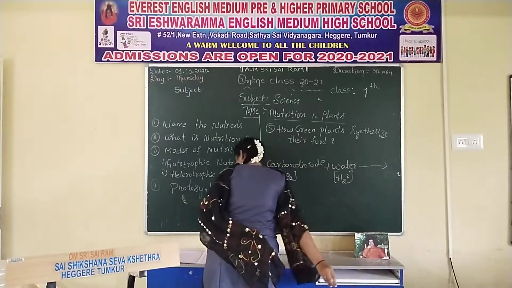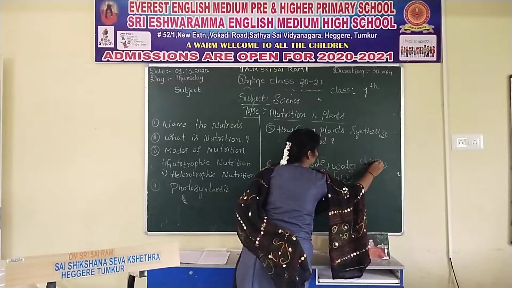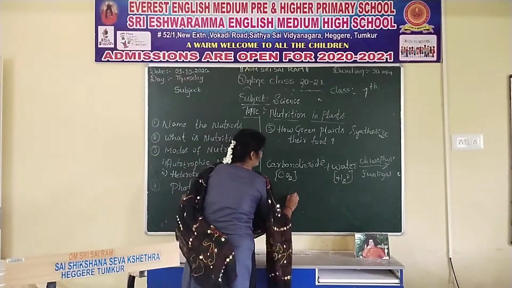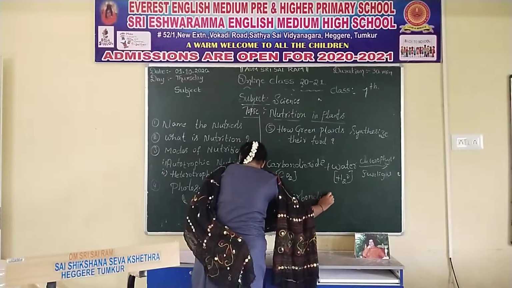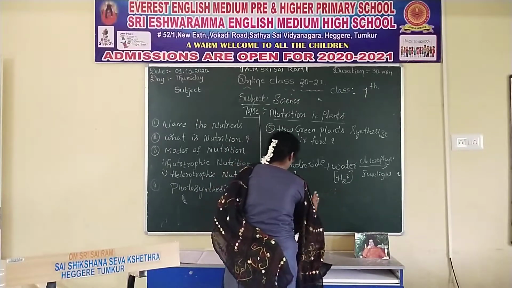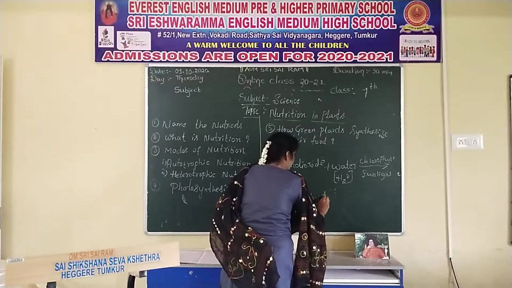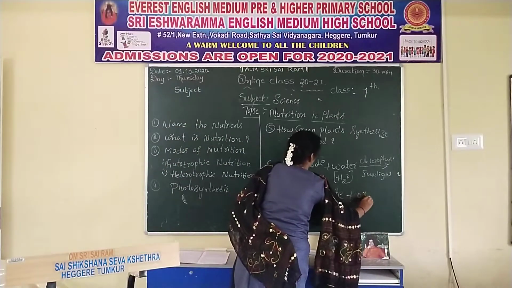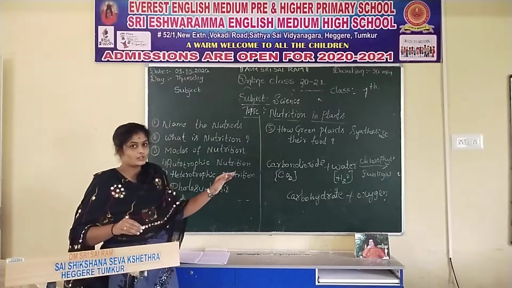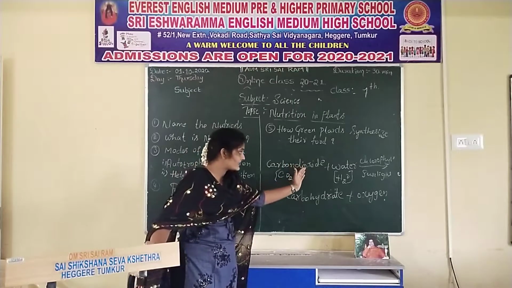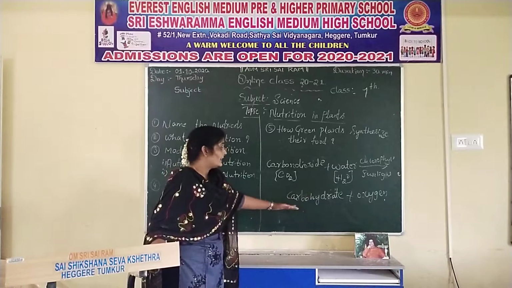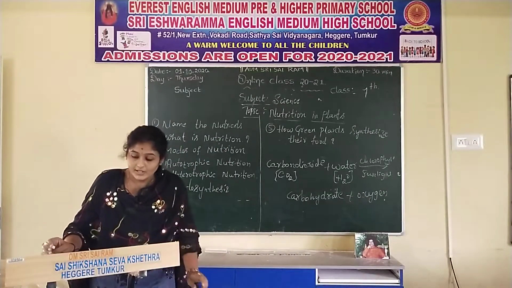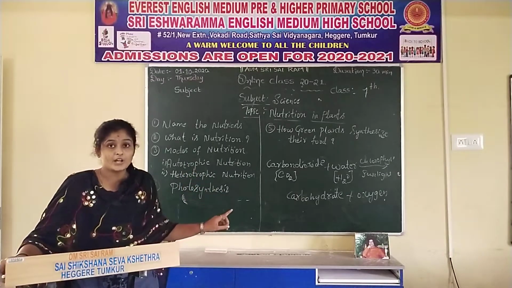By the utilization of chlorophyll and sunlight, it will give the product carbohydrate. I already told you the food prepared is starch, and starch is nothing but carbohydrate, with the liberation of oxygen. The equation of photosynthesis is carbon dioxide plus water, in the presence of chlorophyll and sunlight, gives carbohydrate and oxygen. This carbohydrate is nothing but the starch.